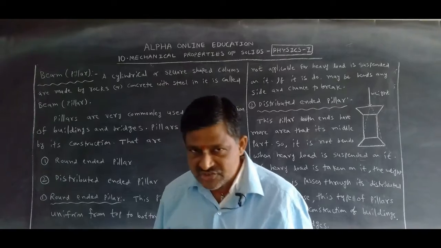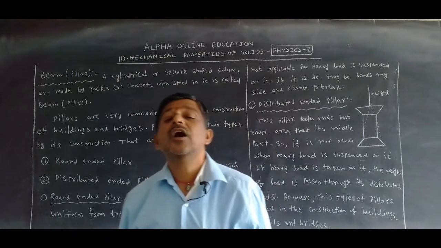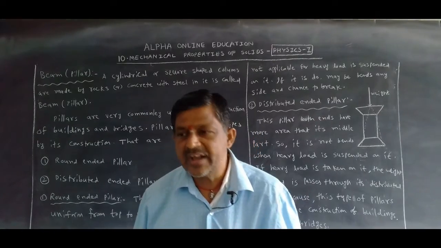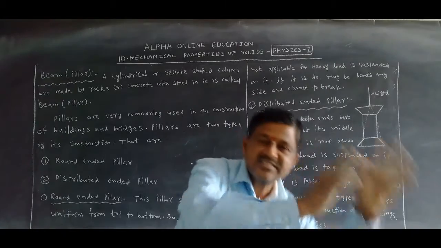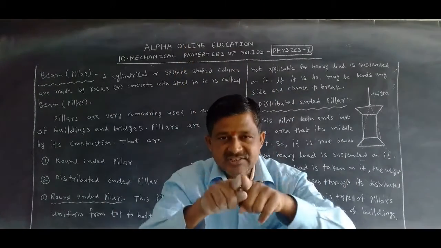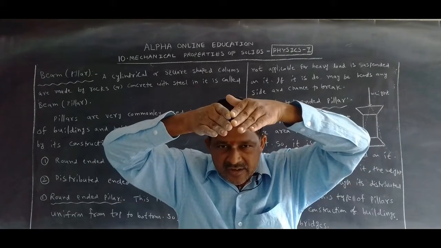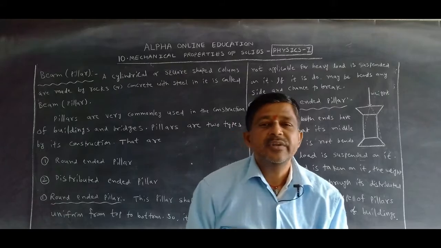Which is the best? The distributed ended pillar is the best one compared to the round ended pillar. Why? When a heavy load falls on the round ended pillar, it may bend on this side or bend on this side. Why? The weight is a vector resolved into two components, which travel away from the round ended pillar.